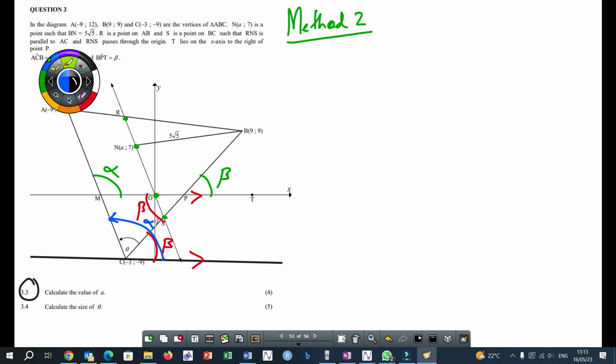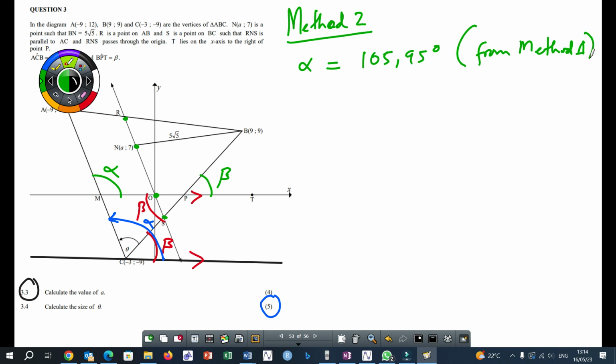But if you are using this method, you also have to provide all the required information, because remember, it's 5 marks. So first thing, we constructed a line parallel to the x-axis. We still need to calculate the gradient of BC. Fortunately, we know what alpha is from method 1, so I'm not going to recalculate it. So this is 105.95. We know that from method 1.